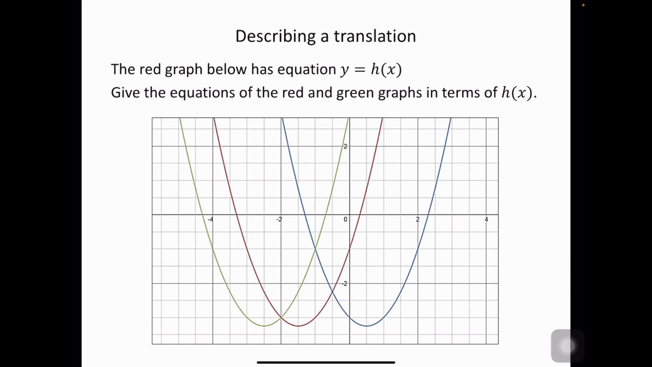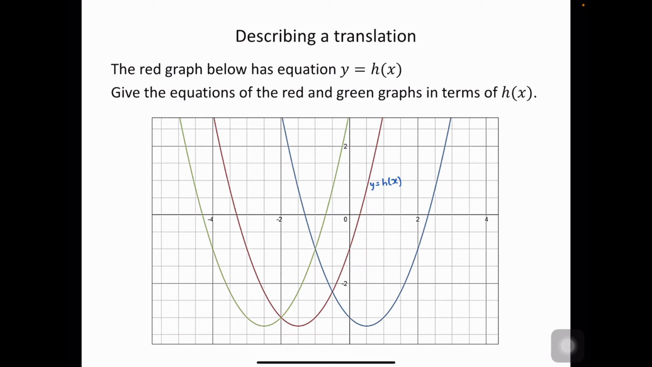Describing a translation. The red graph below has equation y equals h of x. Give the equations of the red and green graphs in terms of h of x. Okay, so firstly, it's good to see that they've all been shifted left and right. They haven't been shifted up and down. We haven't learned about that yet. So we can only answer the questions for graphs which have been shifted left and right.